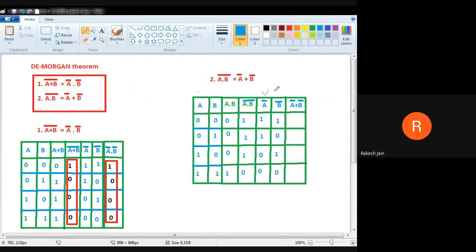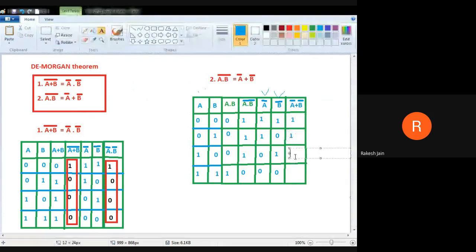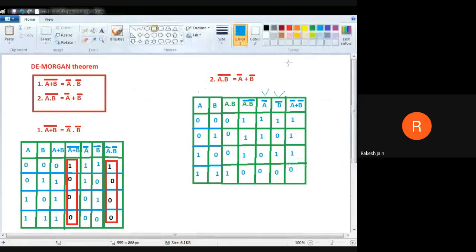So see, A is 0, B is 0, because we find 0, that's why it is 0. A is 0, B is 1, because we find a 0, that's why 0. A is 1 but B is 0, because we find a 0, that's why 0. A and B both are 1 1, that's why 1 only.